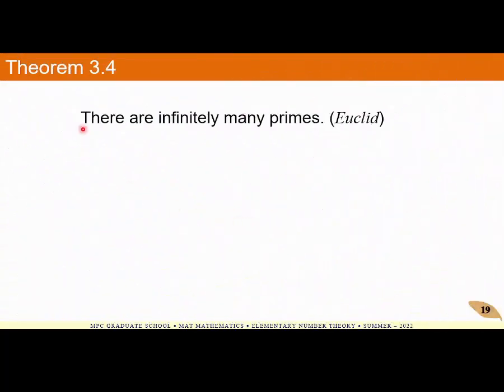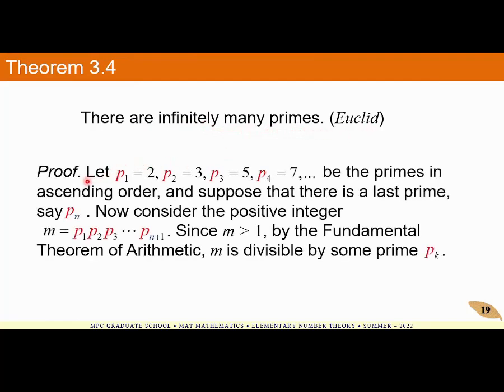And for our last theorem, Theorem 3.4, there are infinitely many primes, by Euclid. Our proof is, let p_1 = 2, p_2 = 3, p_3 = 5, p_4 = 7, with the primes in ascending order. And suppose that there is a last prime, say p_n. Now consider the positive integer m = p_1 times p_2 times p_3 up to p_n, plus 1. Since m is greater than 1, by the Fundamental Theorem of Arithmetic, m is divisible by some prime p_k.